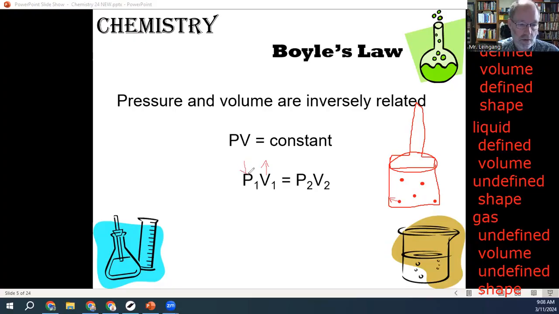Almost wrote that in the wrong direction. That's what we mean by inversely related. So if we were to multiply the pressure times the volume, that answer would be constant, always going to be constant. If you increase the volume, you've got to decrease the pressure in order to still get that constant. If you decrease the volume, you've got to increase the pressure in order for that relationship to be constant.